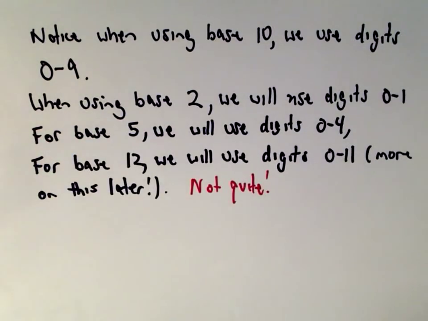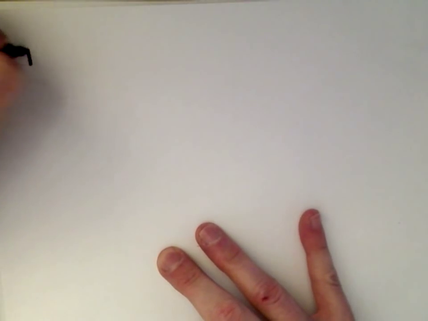We're going to have to introduce some new symbols for that. We'll see here in a moment. But let's just make up some random examples here of numbers in different bases, and then we'll just convert back and forth. So let's look at something using base 2.